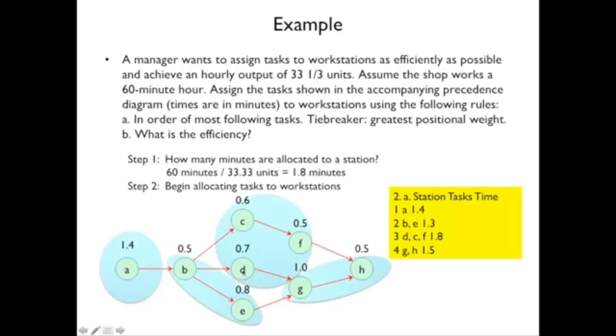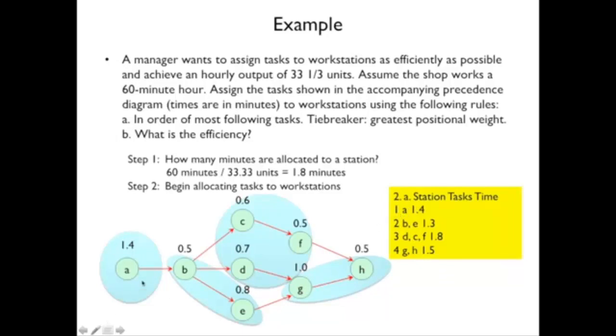You start, this has the greatest positional weight. You can add this one onto it. You can't add this one, but you can add this one, but this has greater positional weight. So you add these together, and you can still add this one. And then these two are together. So you add up the station task times.